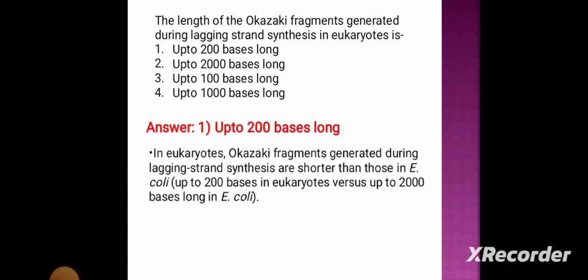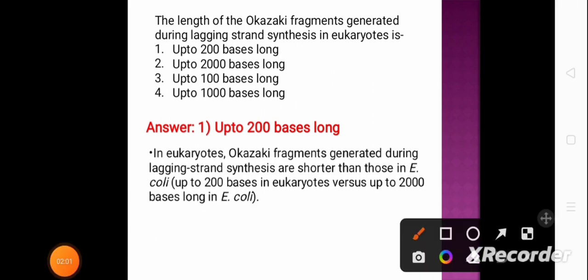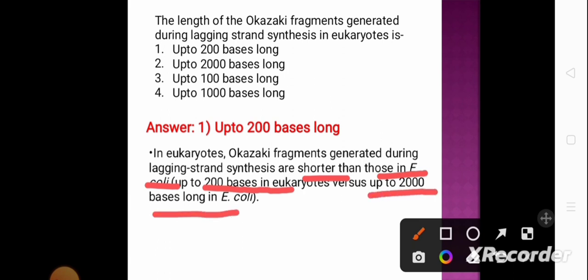In eukaryotes, Okazaki fragments generated during lagging strand synthesis are shorter than those in E. coli. It is up to 200 bases in case of eukaryotes, whereas in prokaryotes, that is in E. coli, it is up to 2000 bases long.